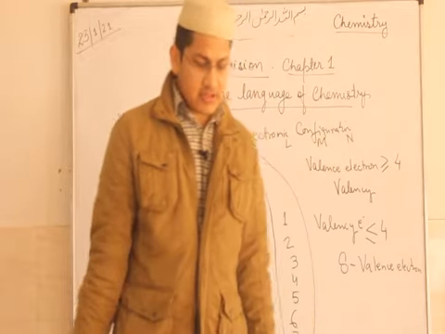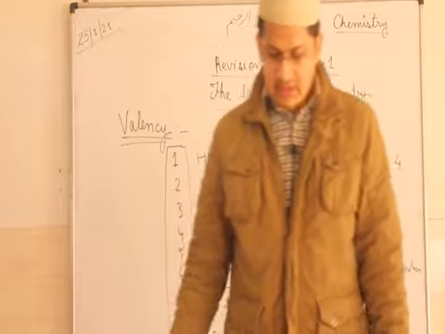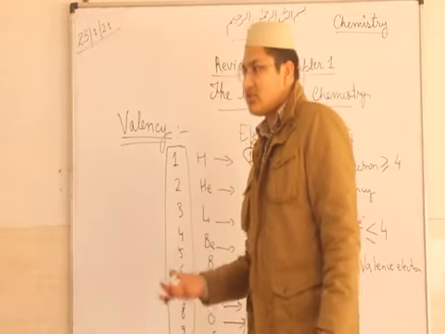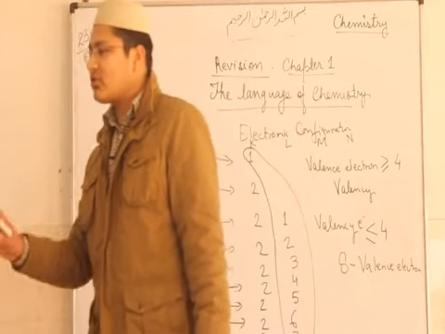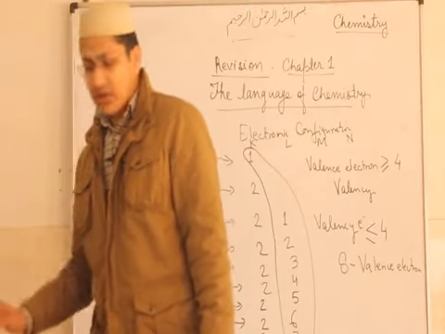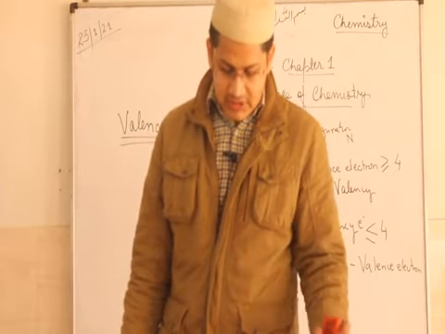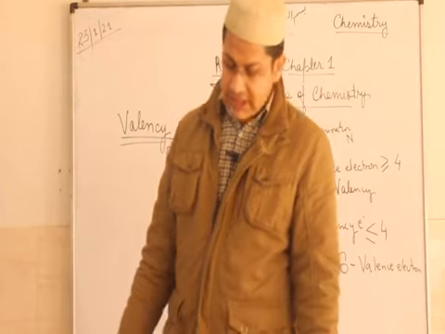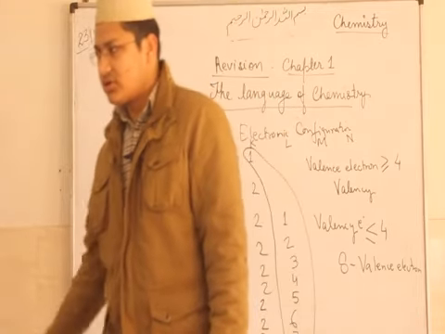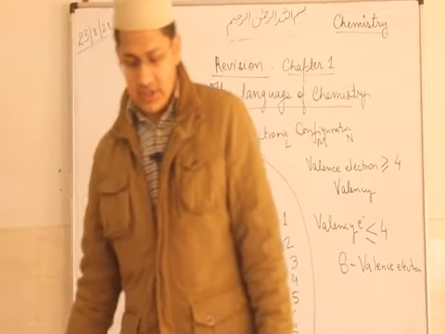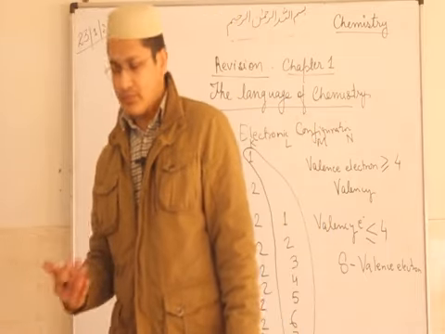After that, ions. When any element loses or gains any number of electrons, it becomes an ion. If it loses electrons, it will be a cation, and if it gains electrons, it will be an anion. It has a negative charge when it gains, because the number of electrons will be more than the number of protons.